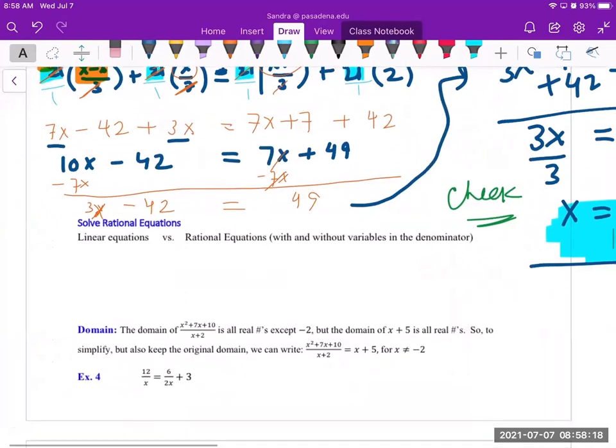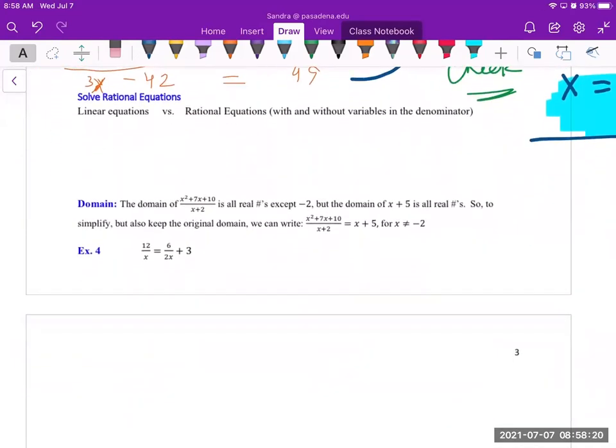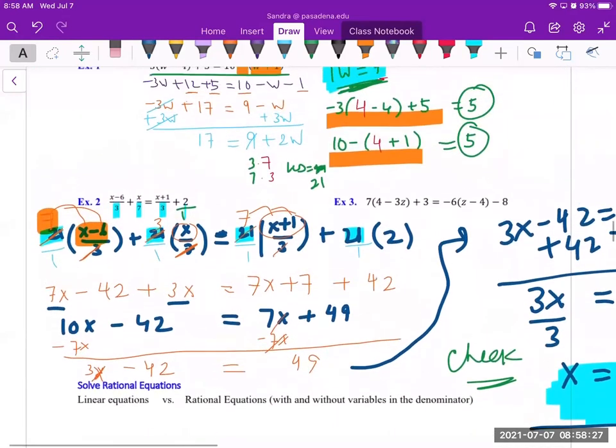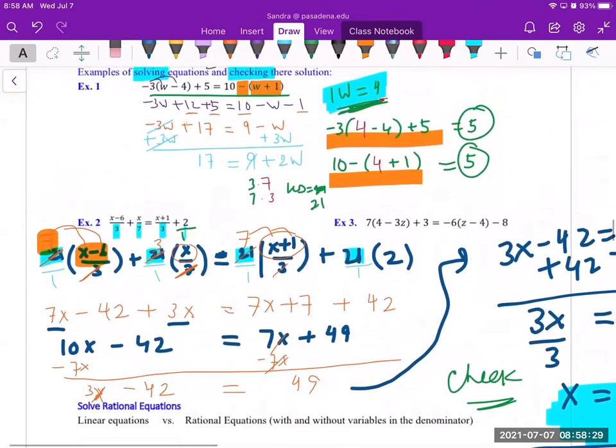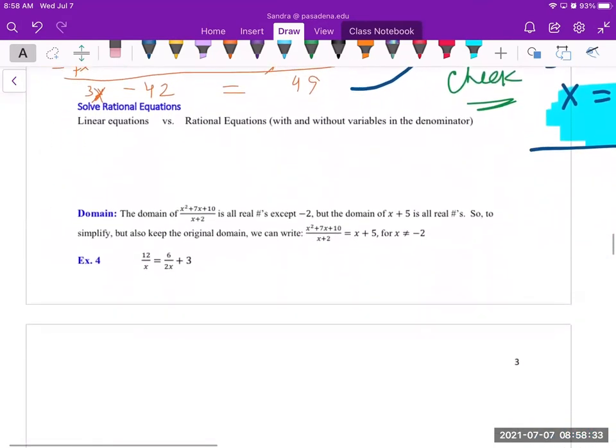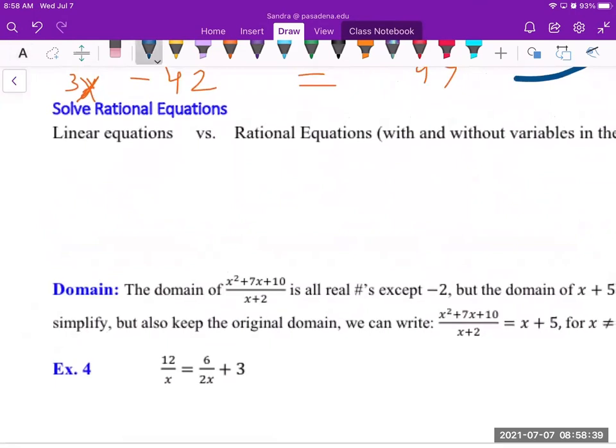Let me go ahead and move on to at least introducing the last topic before I end the video. We're going to talk about rational equations. In fact, we kind of did one of those rational. No, it's not irrational. Thank you. I had to come back and check it. Okay, linear equations versus rational equations. Let me go ahead and at least introduce it here.